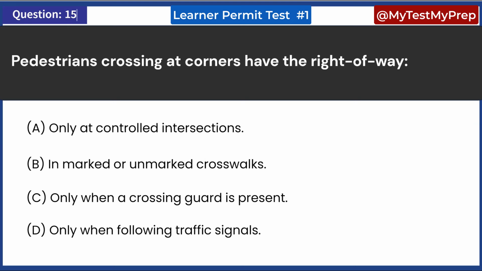A. Only at controlled intersections. B. In marked or unmarked crosswalks. C. Only when a crossing guard is present. D. Only when following traffic signals. Answer: B. In marked or unmarked crosswalks.